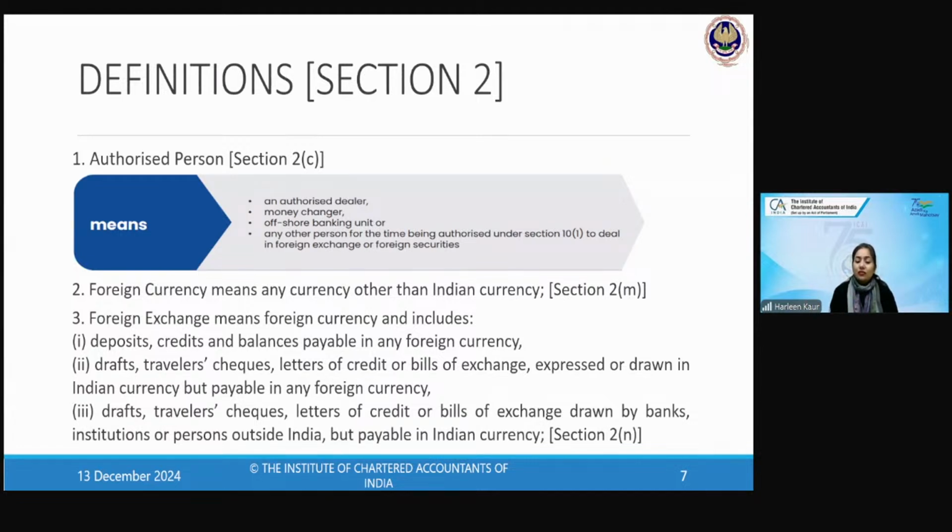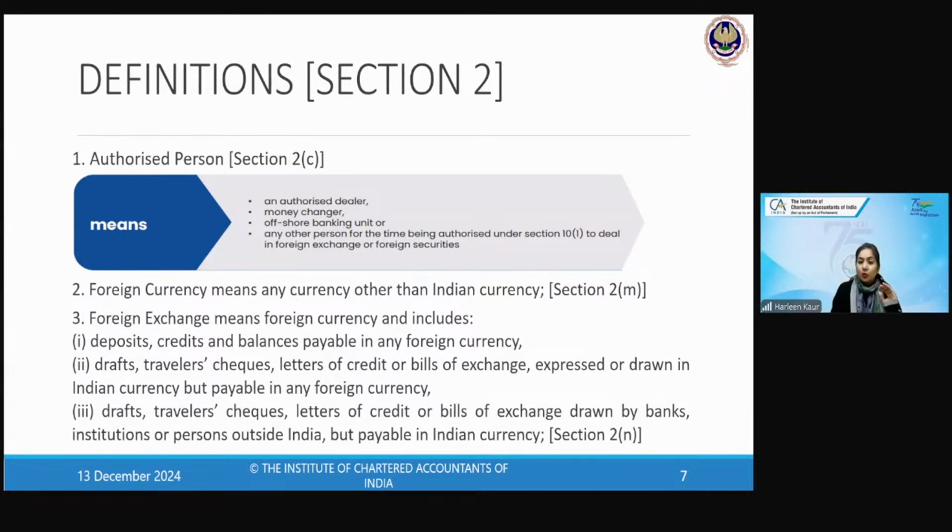Any traveler's checks, letters of credit, bills of exchange, which are drawn in Indian currency, but are payable in foreign currency. Drawn means they have been drawn, like a bill of exchange, any check you have drawn, any payment to be made, it was drawn in rupees. But actually the payment has to be made outside India, that is in foreign currency. Then again, that is a part of foreign exchange. And vice versa, if a person outside India has drawn any bill outside India in foreign currency, but actually the payment is to be made in India. So it is all about your imports and exports. When you're sending goods outside India, you will be receiving payments from the US in dollars.